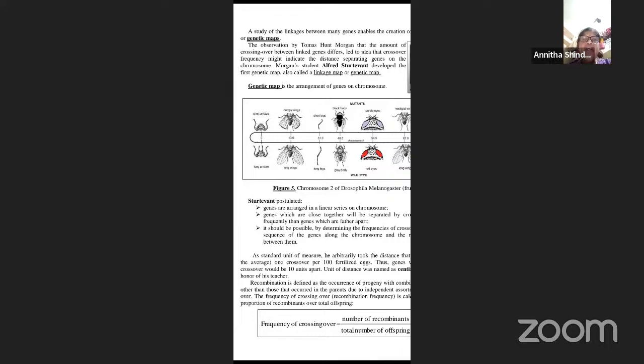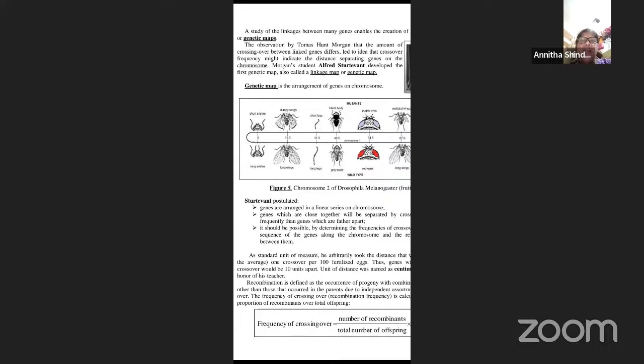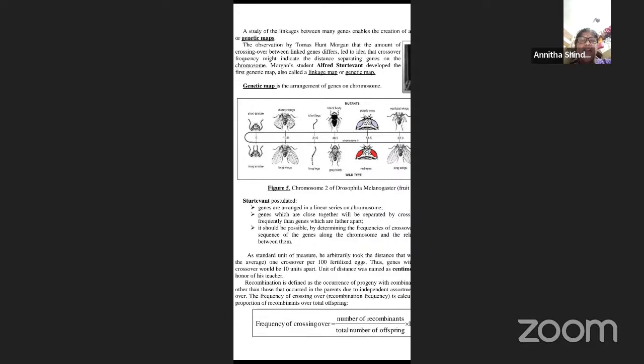Sturtevant also postulated the same message. He stated that genes are arranged in a linear series on the chromosome. Genes which are close together will be separated by crossing over. So they are arranged in a linear order, and the genes placed very close to each other will be separated by the crossing over. And we can calculate the frequency of crossing over by applying this formula.